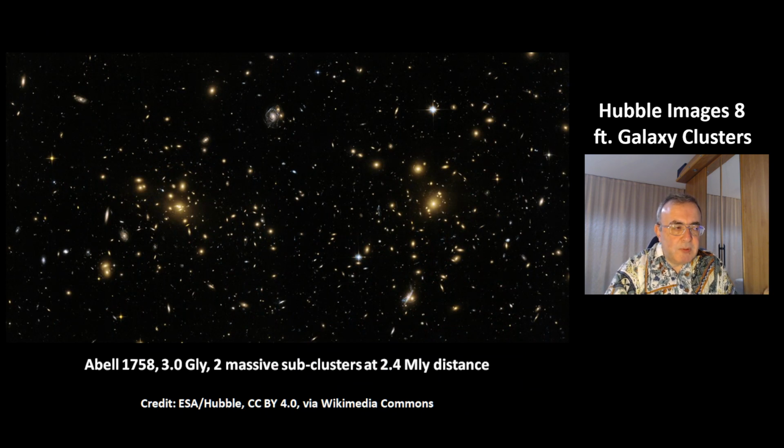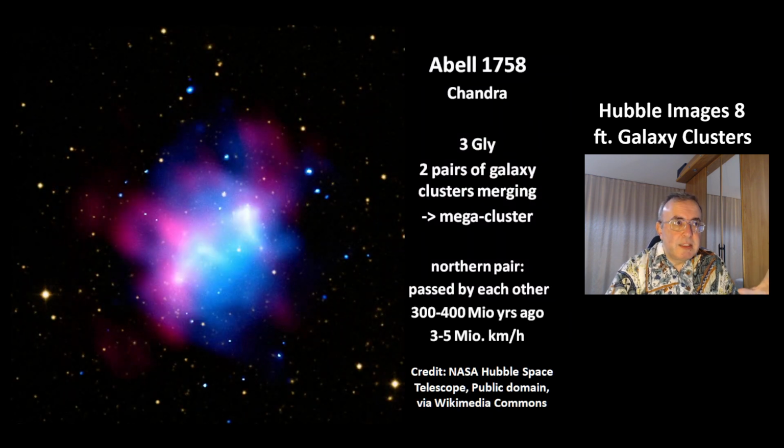This is the cluster Abell 1758 at a distance of 3 billion light years. It contains two massive subclusters, which are at a distance of 2 million light years. This is a picture from the Chandra telescope of Abell 1758. Two pairs of galaxy clusters are in a process of merging, and this will form a new mega cluster.